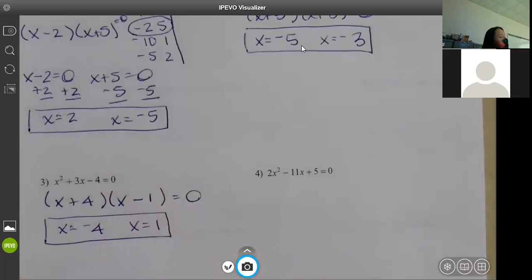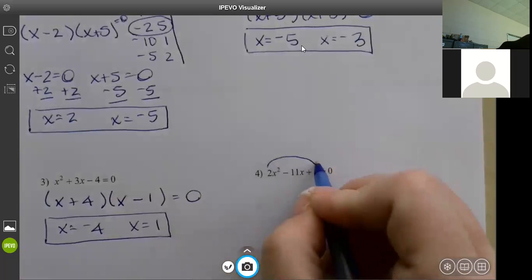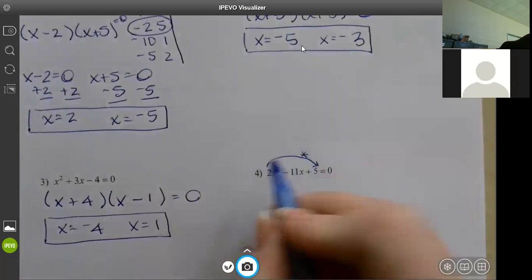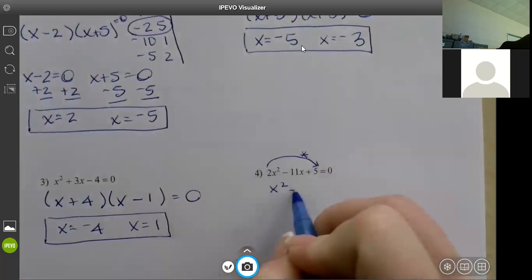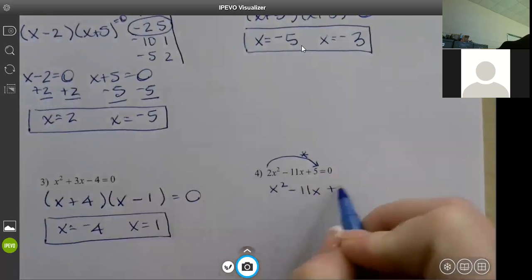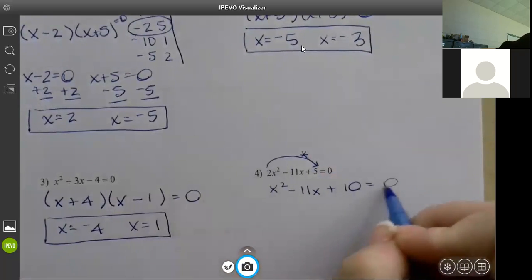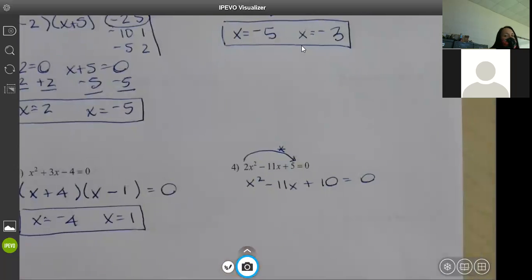The only difference is we have to do slide and divide. We don't have a GCF. Remember, always check for that GCF so I can do the cheater method if I want to, okay? But on this one, 2, 11, and 5 are all prime numbers. There's no GCF other than 1. So we have to do slide and divide. Remember, that's when we slide the 2 over to the 5 and multiply it. 2 times 5 is 10. What are your factors of 10 that add to negative 11?